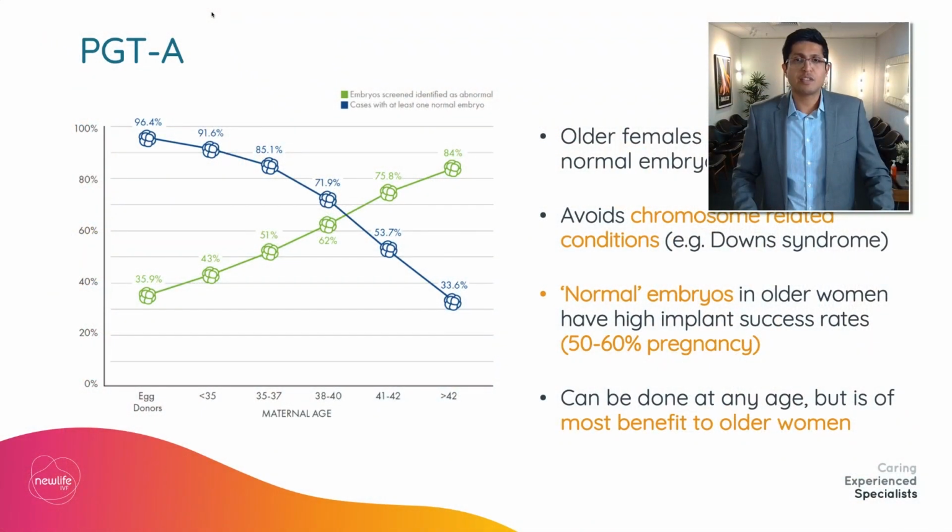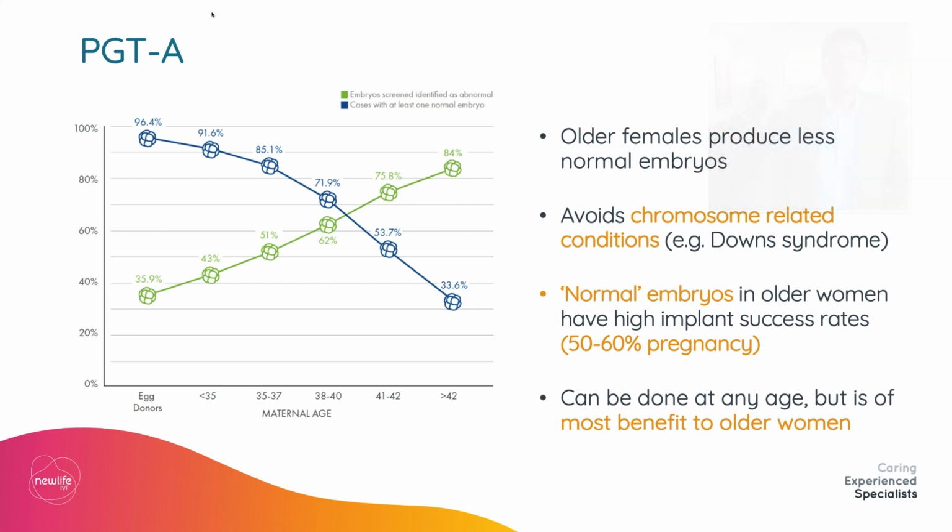And that's exactly reflected in this graph here. Older women produce fewer normal embryos. That said, once you do find those normal embryos in older women, they actually do have a high implantation success rate, coming back to the fact that the uterus can detect normal versus abnormal, good embryo versus not. PGT can be done at any age, but it is of most benefit to those above the age of 35. The graph also shows the proportion of embryos that are abnormal.